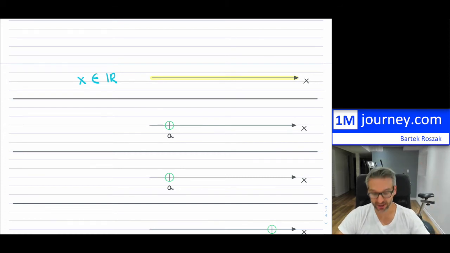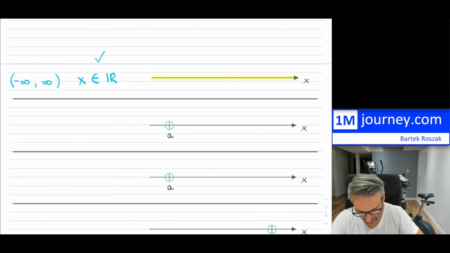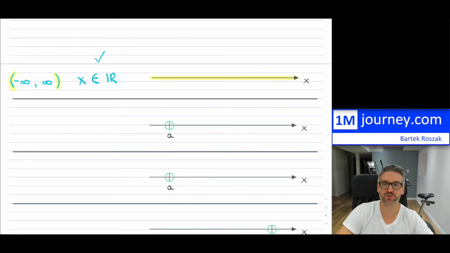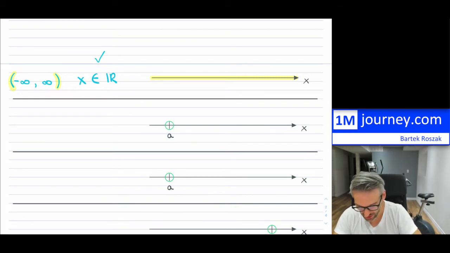Now, if you wanted to designate exactly the same thing using bracket notation, what we write includes all the numbers from negative infinity to positive infinity. We put the round brackets here because infinity is not really a number. We can keep going and going towards it, but it won't have the square bracket where it includes it. So be careful when you're doing this notation.